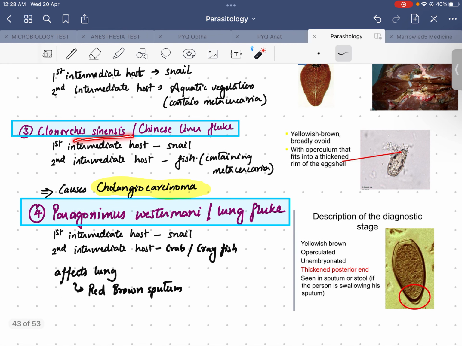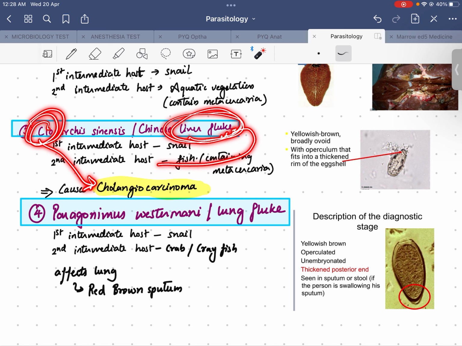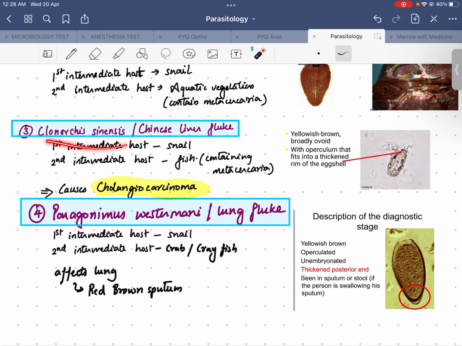Clonorchis sinensis, first intermediate host always you have snail. Second intermediate host, what is it? Fish, right? For Clonorchis sinensis. And the specific thing about Clonorchis, remember C for cholangiocarcinoma. So it infects the liver, right? Near the liver, what do you have? You have the gallbladder. So the gallbladder cancer is caused by Clonorchis sinensis. It's very important, okay? Clonorchis sinensis, cholangiocarcinoma.